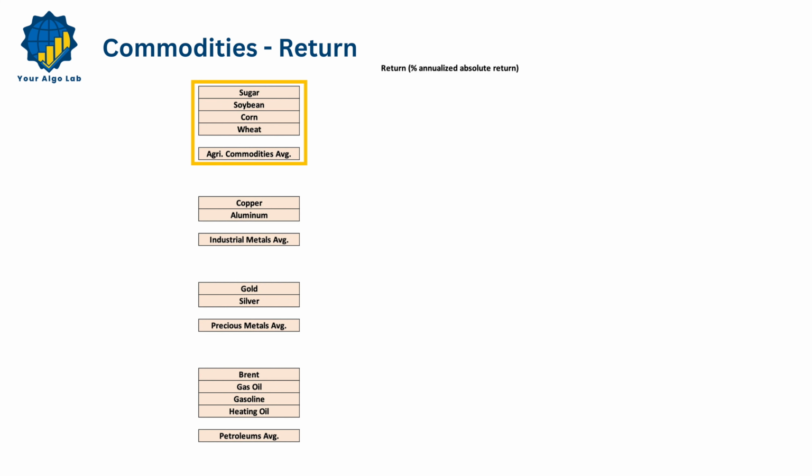Agricultural commodities include sugar, soybeans, corn, and wheat. Industrial metals encompass copper and aluminium. Precious metals comprise gold and silver. Petroleum commodities include Brent crude oil, gasoline, and heating oil.